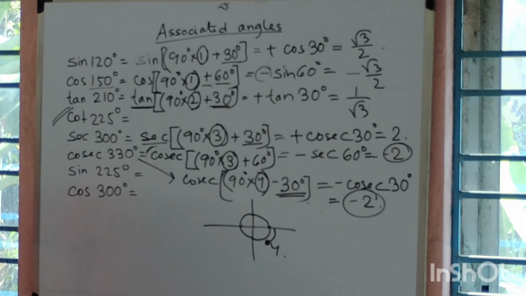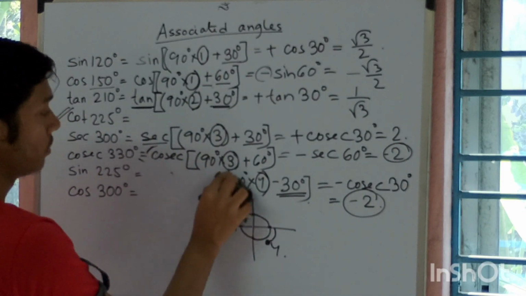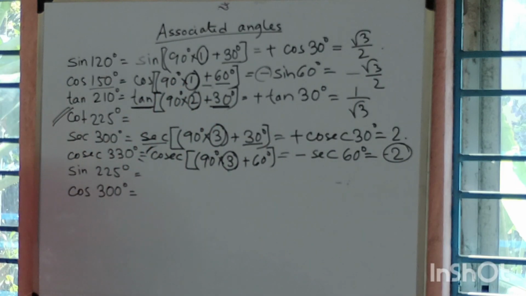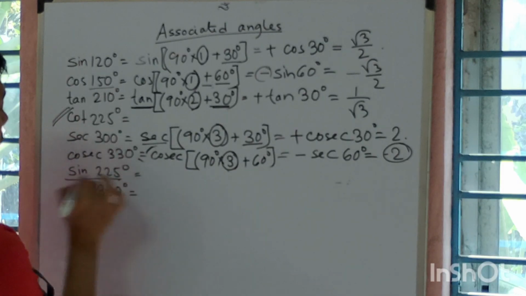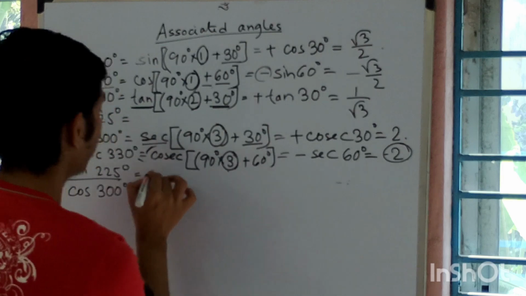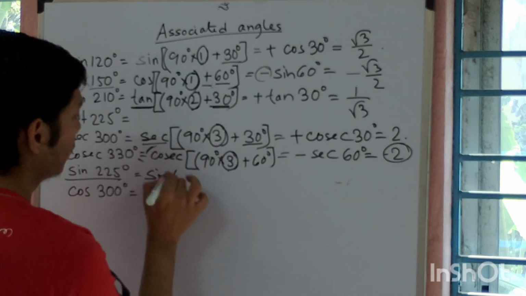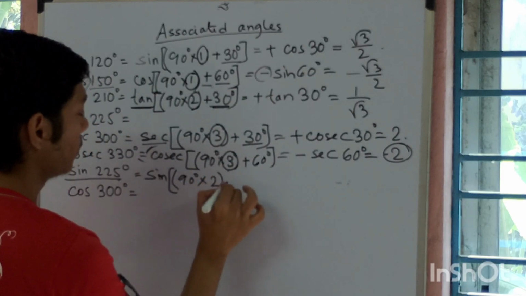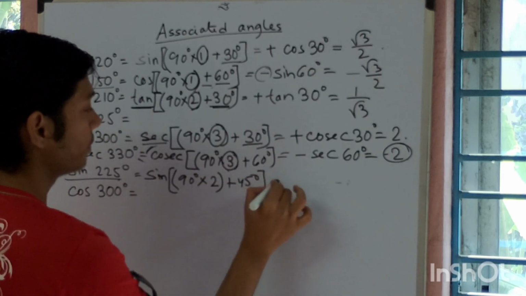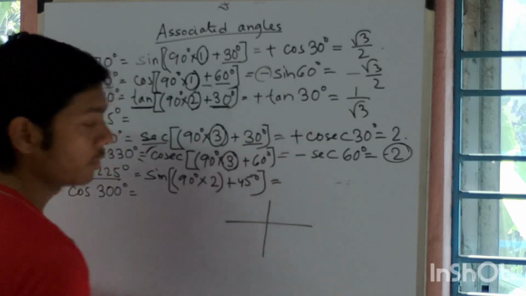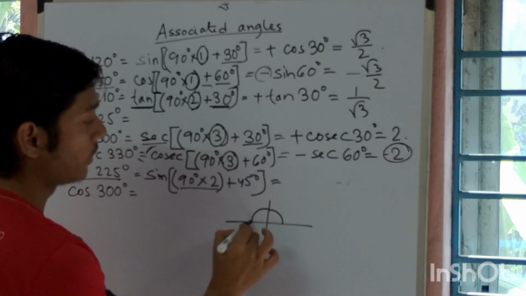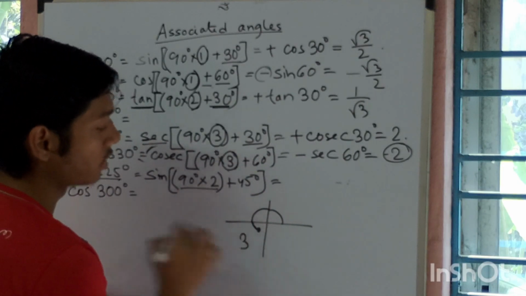Okay. Fine. I am erasing this one. Now. Okay. Sine 225 degree. I am doing this one. Sine 225 degree. Again, write it down like this: sine of 90 degree into 2 plus 45 degree. Okay. Again, just draw this coordinate system. Start from here. 90 to 1, 90 to 2, plus 45 degrees. So it will be somewhere in the third quadrant.